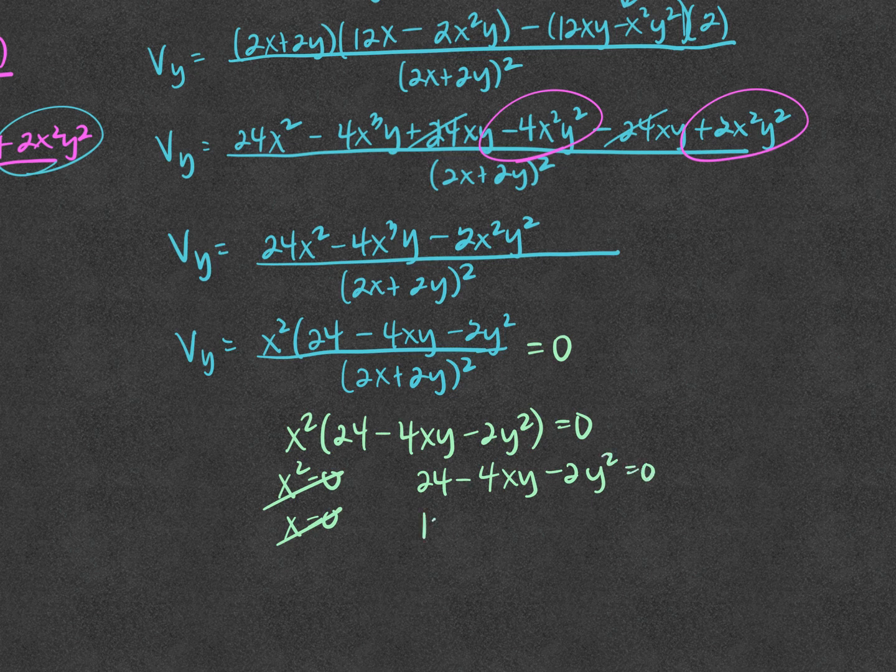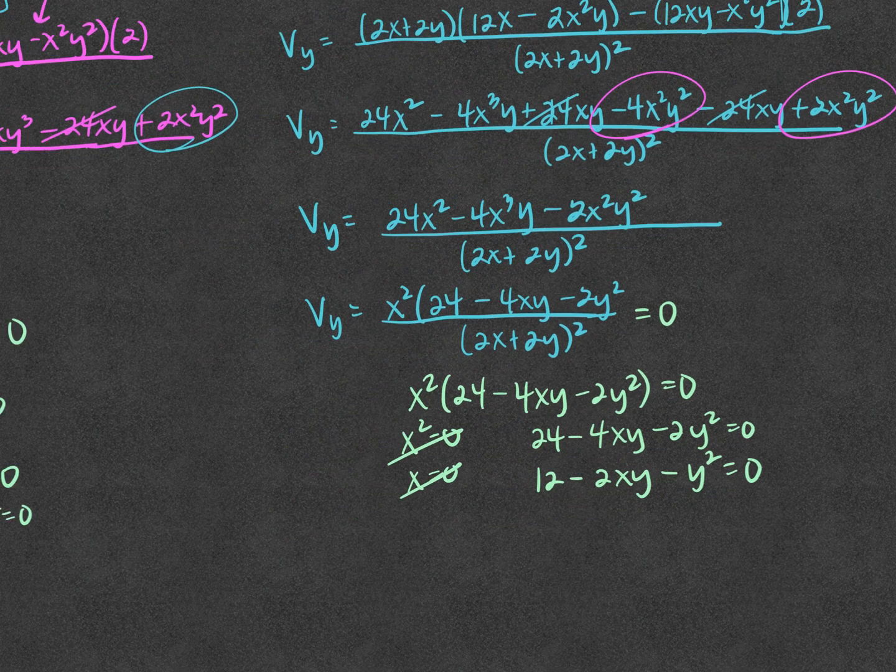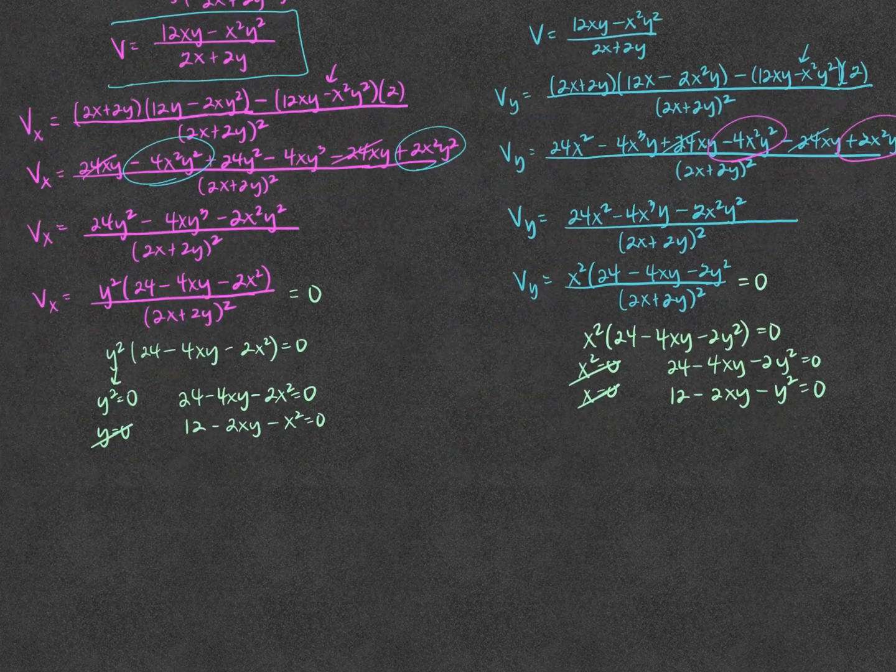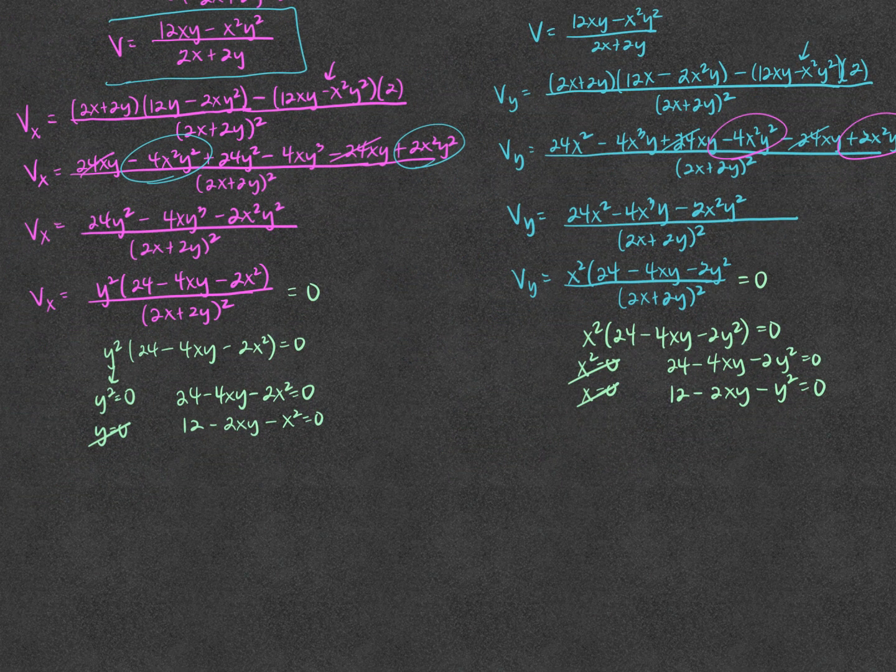Let's go ahead and divide by 2. So we have 12 minus 2xy minus y squared equals 0. Now, if you look, these are two very similar equations, and there's a lot of ways that we can do this, but with substitution, you could solve for x or y and sub it into the other one.